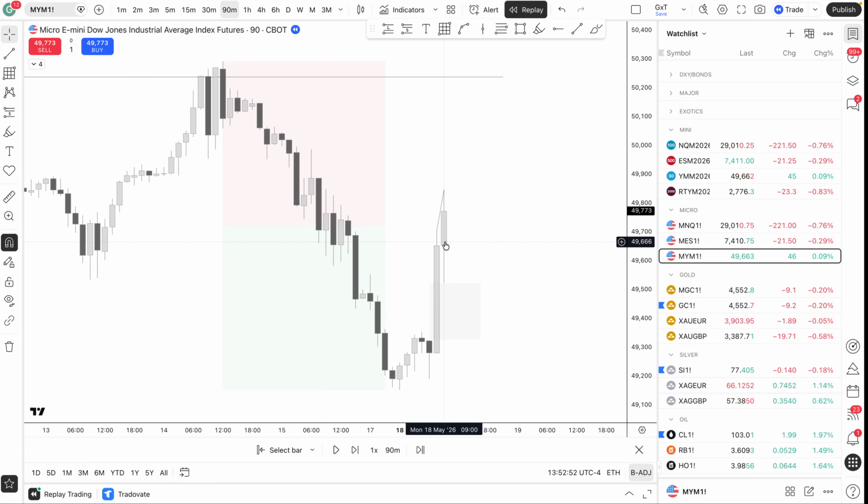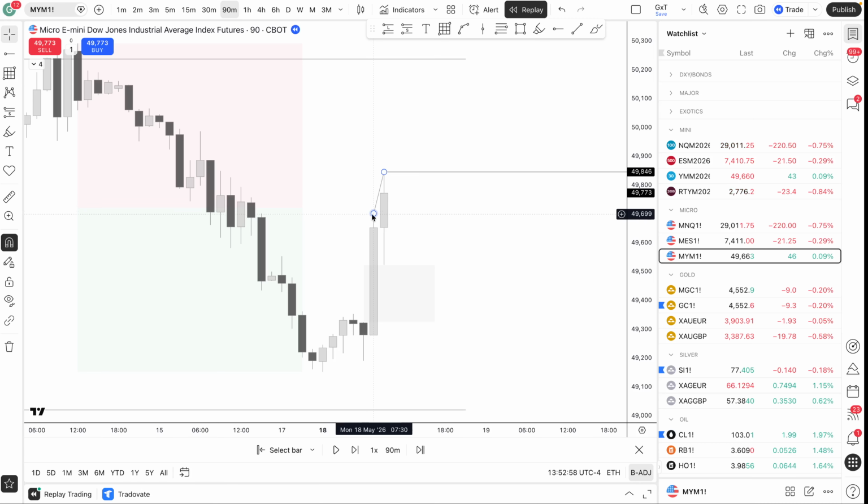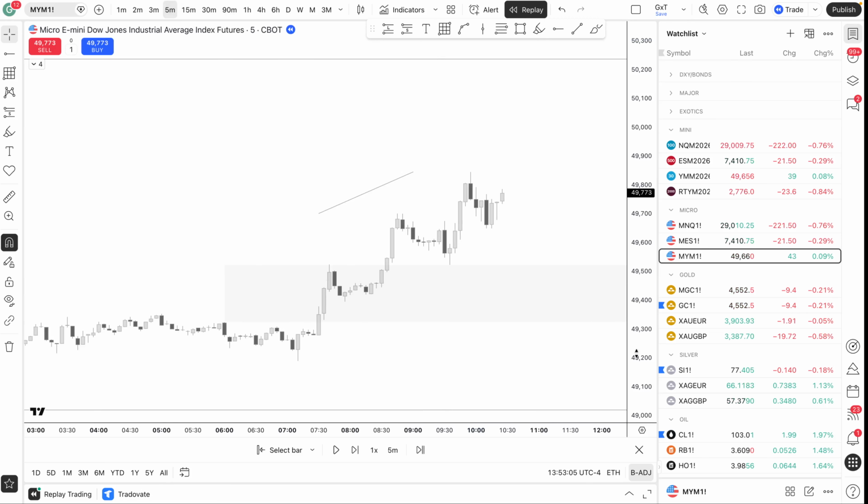two-stage SMT. And even if price took out this high, which you don't want it to do necessarily, because this is a two-stage SMT already, you don't want it to resweep it. Even if it did, so check this out.